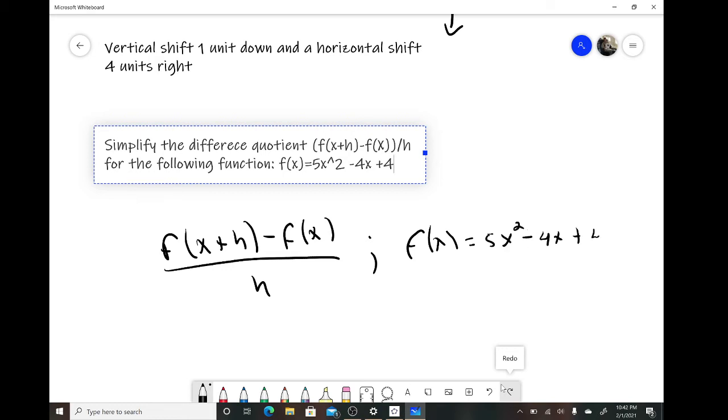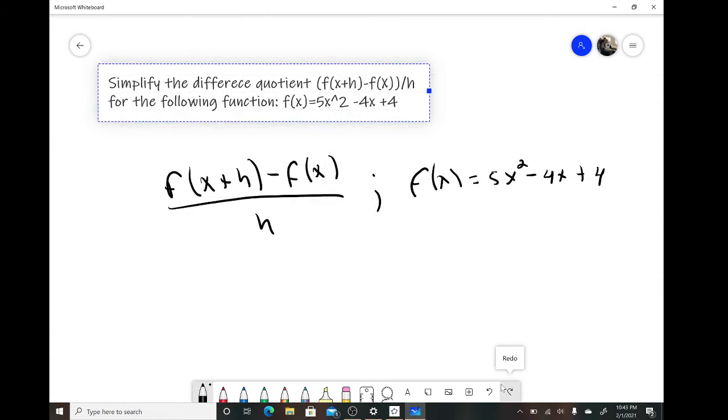minus 4x plus 4. And you need to remember how to evaluate functions and what the symbol f of x means. This symbol f of x means that what is inside of the parentheses is your input parameter. That is what you're putting inside of these x's that you see here. So if I have something like f of 1, then I'm going to do 5 times 1 squared minus 4 times 1 plus 4. That's simply what it means. Whenever I see an x, I'm going to put whatever is inside of the parentheses.